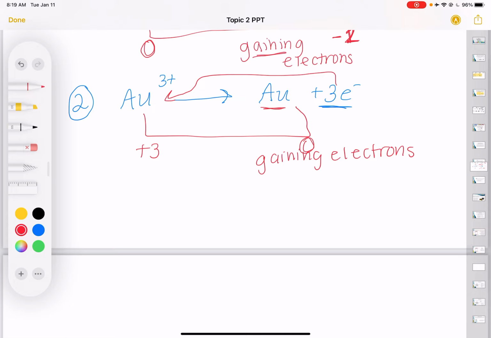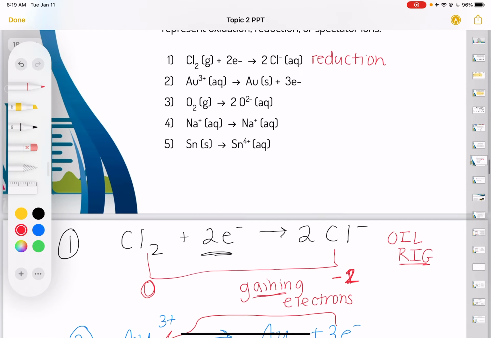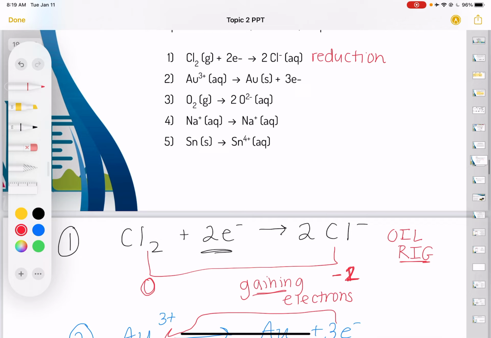This is why it's so important to just look at the element. We don't really need to look at where the electrons are written, because in me doing that, I was confused by that question because it's written wrong. So if that is gaining electrons, that is reduction. Okay.